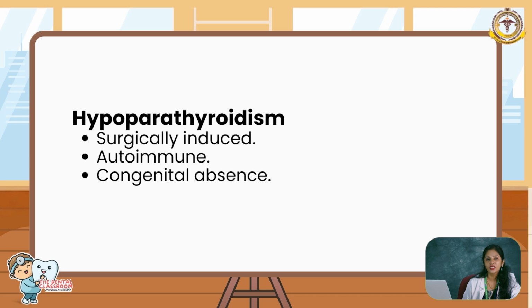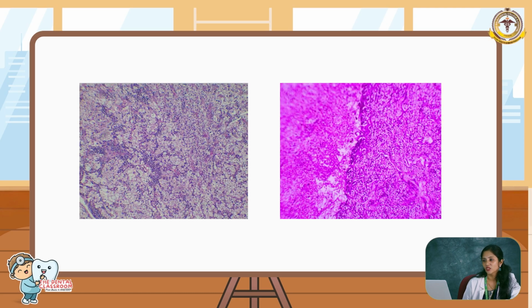Hypoparathyroidism is usually surgically induced. Post-thyroidectomy, patient can have hypoparathyroidism. Autoimmune disorders, congenital absence. So in this image, what you are seeing is chief cells of parathyroid gland. So these are nothing but parathyroid adenomas. The nucleus is slightly enlarged, but there is no anaplasia. So this image is of parathyroid adenoma.